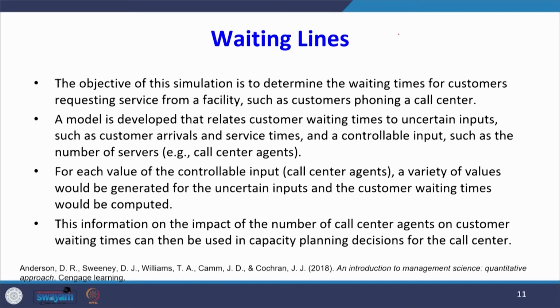So, here what we can see is a simulation model. Here we can see controllable inputs, uncontrollable inputs, and this is the output. What are the uncertain inputs? Customer waiting time, then the customer arrival pattern. These are uncontrollable inputs.